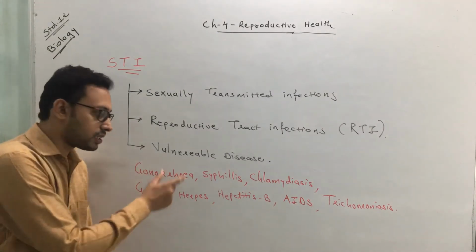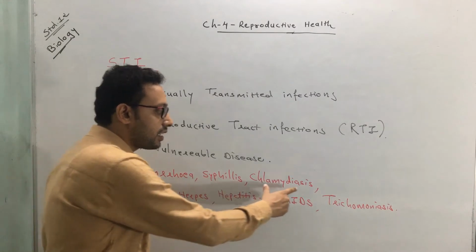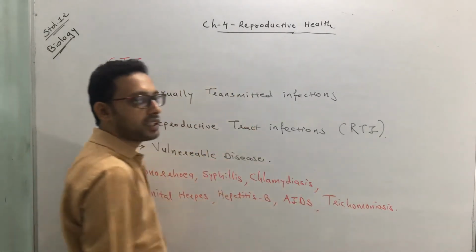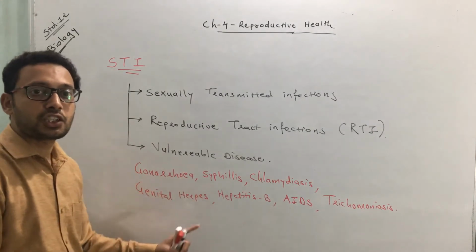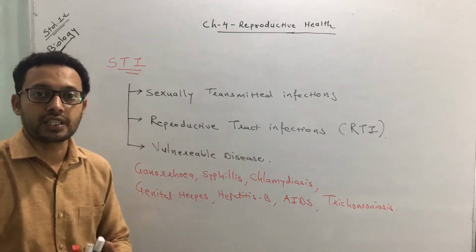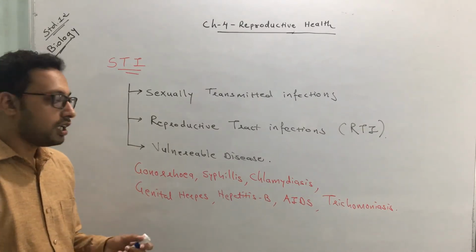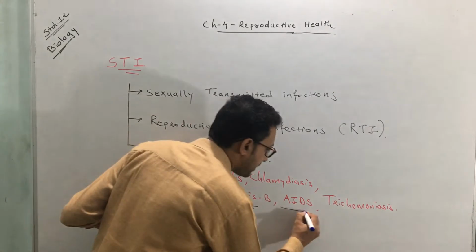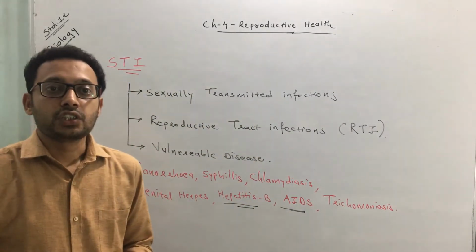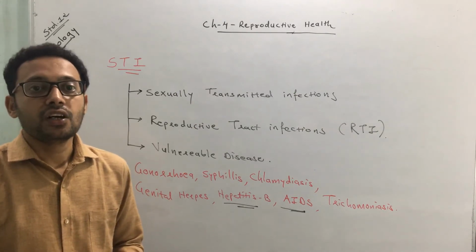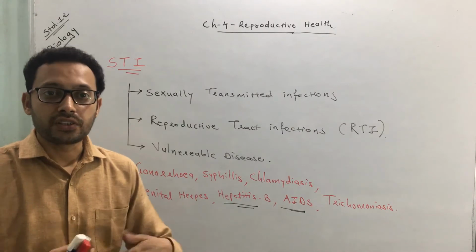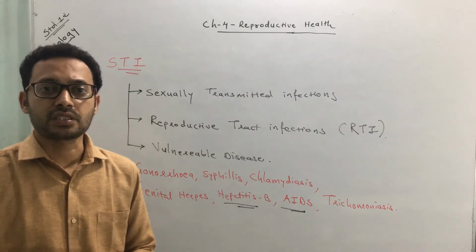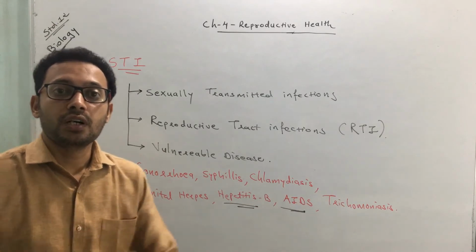A few examples: gonorrhea, second syphilis, third chlamydiasis, fourth genital herpes, next hepatitis B, AIDS, and trichomoniasis. These infections are transmitted through sexual intercourse. But hepatitis B and AIDS can also be transmitted through the use of syringes and needles of an infected person, or the reuse of syringes, needles, or surgical instruments which come in contact with an infected person. They can also be transmitted through blood transfusion.